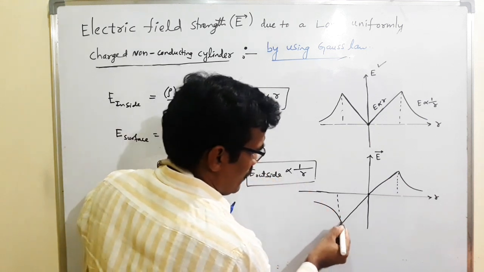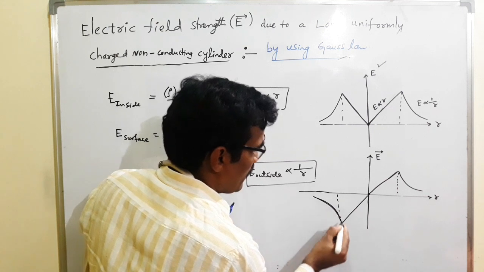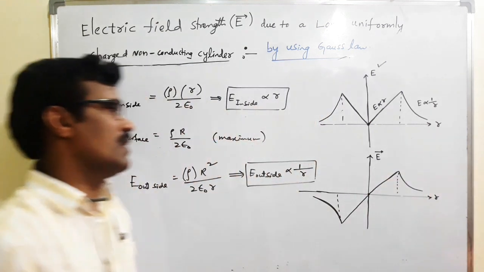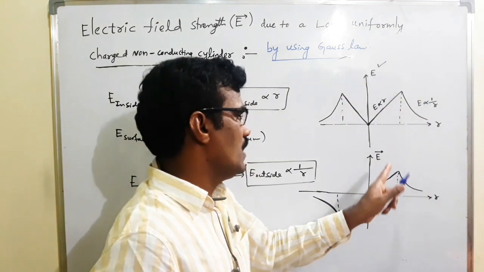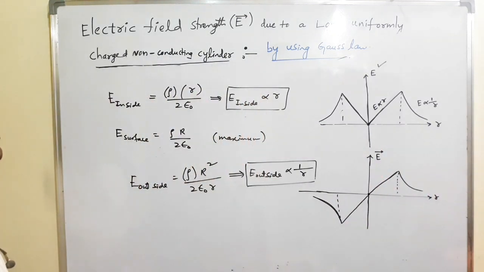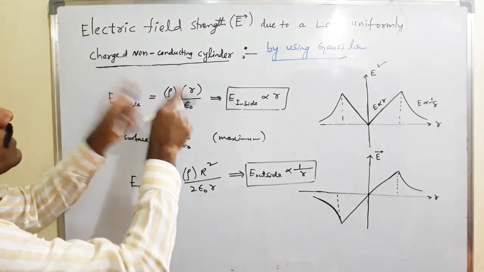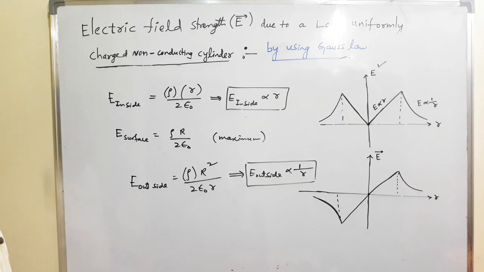So linearly here, and this is a rectangular hyperbola. This is the graph drawn between E bar and r. This is the electric field strength due to a long uniformly charged non-conducting cylinder by using Gauss law. Thank you.